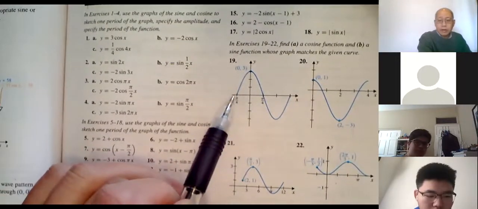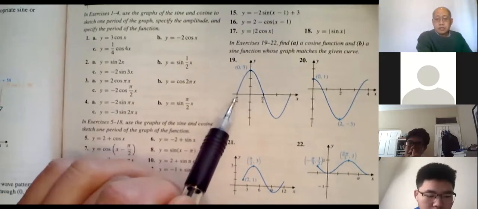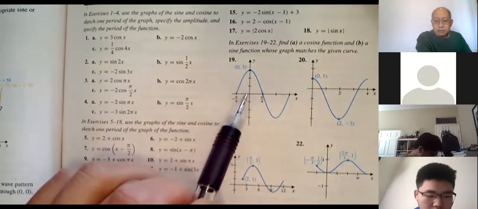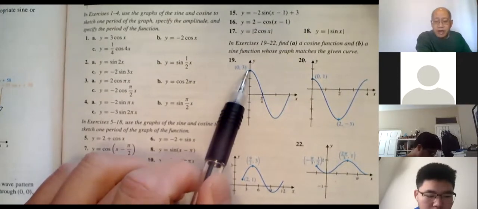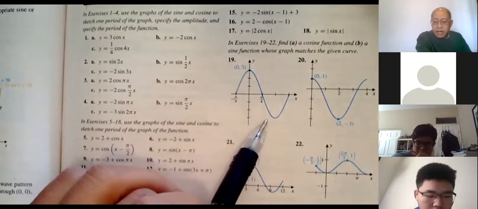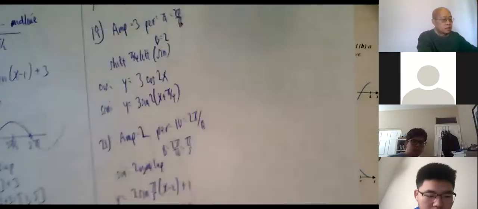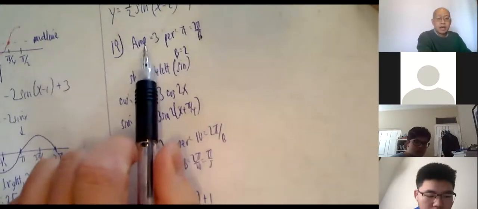Okay, so what do I do? So let's look at 19. First, you're going to start off with the amplitude. What's the maximum value? Looks like it's 3. And the minimum is negative 3. So that tells me the amplitude is 3.